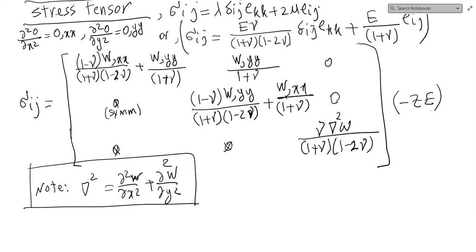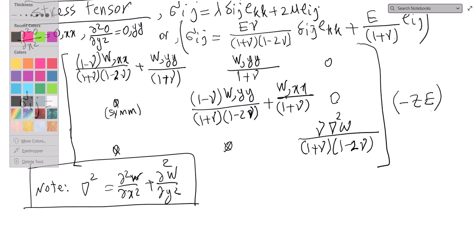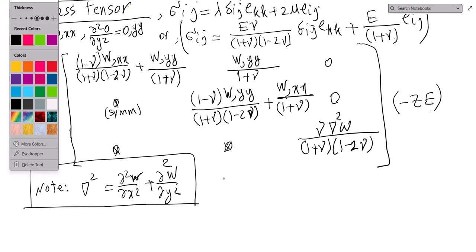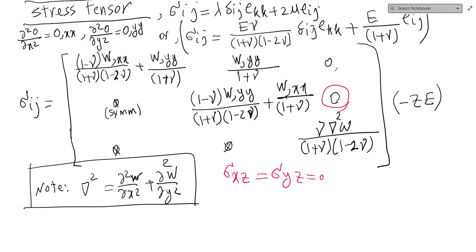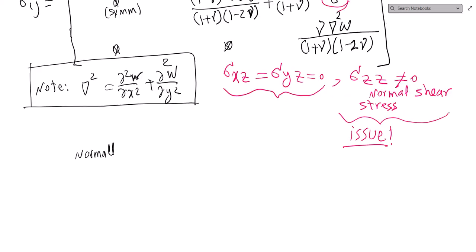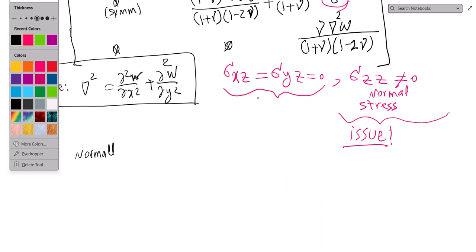Okay, so this tells us, maybe I change color here again. We note here that sigma xz and sigma yz are 0, these two. But sigma zz is not 0. I made a mistake here, this is not shear, this is normal. These are shear. Sorry about that.